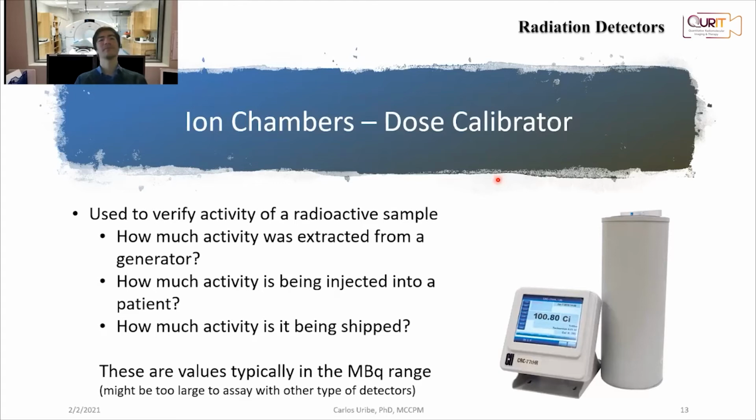So this is important. The values that we measure in a dose calibrator are typically in the order of the megabecquerel range, because those activity values might be too large to assay with other types of detectors, like for example the ion chambers that I started talking about.